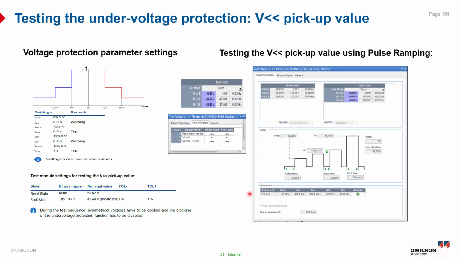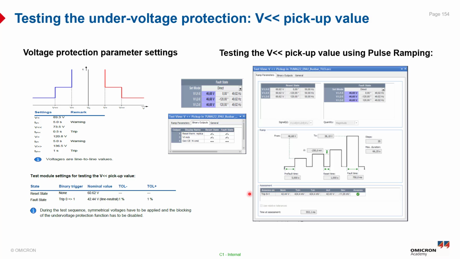Now we will talk about the second stage of the undervoltage protection, how to test the backup value. If we have both stages on the same binary input or the same binary output of the protection relay, we need to use the pulse ramping module in this case. So while testing the undervoltage protection stage 2, the Test Universe pulse ramping module can be used to verify the fast tripping operation at deep voltage levels.